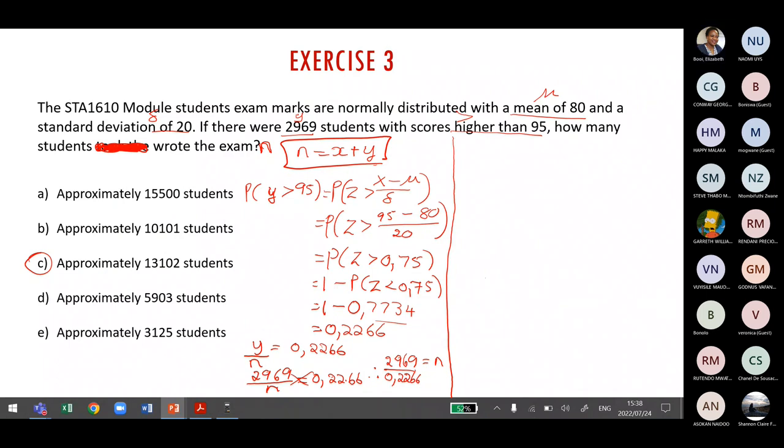Can I ask a question? Would they ever maybe ask us how many students did not write the exam?